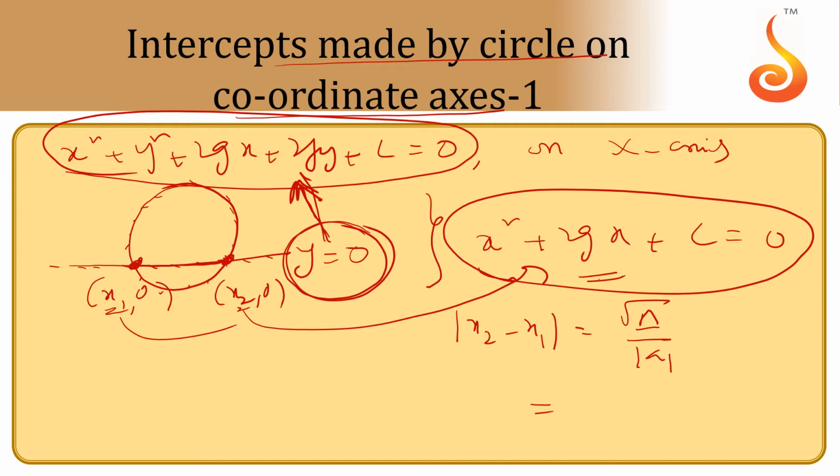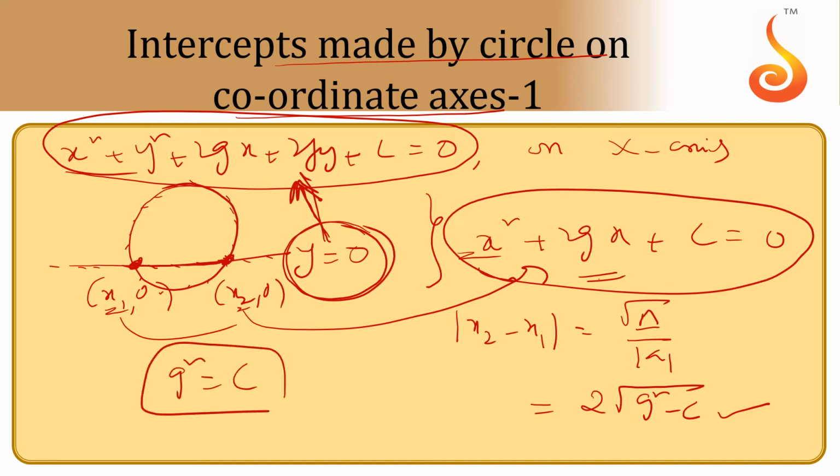Under root of 4g square minus 4c, which is 2 root g square minus c, and the coefficient of x square is 1. So this is the length of the intercept made by the circle on the x-axis, 2 root g square minus c. And you know that if this delta becomes 0, meaning g square equals c, this length of intercept will become 0. It is nothing but, indirectly, discriminant 0.